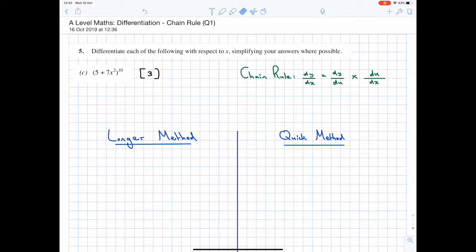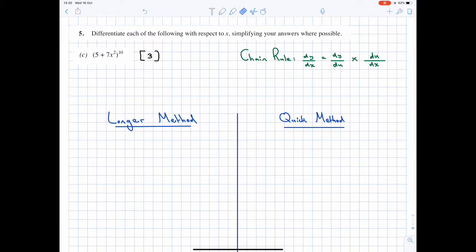Okay, so in this video I'm going to be focusing on A-level maths differentiation, the chain rule. This first video is going to form a series of actual questions in a playlist which is going to focus on differentiation, and that's going to include chain rule, product rule, and also the quotient rule. And this question, as I said, is focusing on the chain rule.